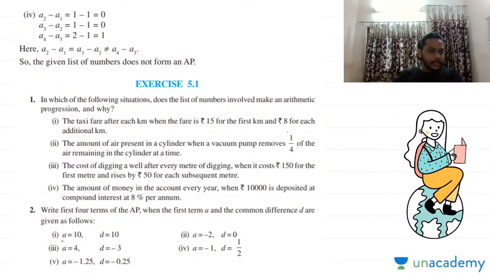So guys, if you see the very first question, I have a is equal to 10 and d is equal to 10. So when my first term is 10 and my common difference is 10, second term will be what? 10 plus 10, that is 20. Third term will be what? 20 plus 10, that is 30. Fourth term will be what? 30 plus 10, that is 40. Fifth term will be what? 40 plus 10, that is 50.